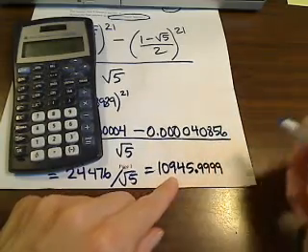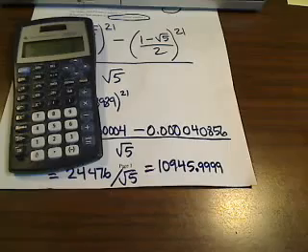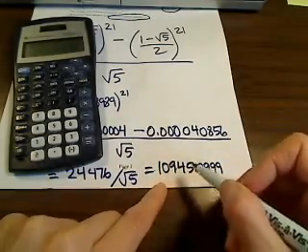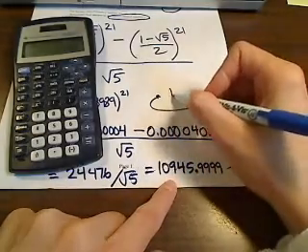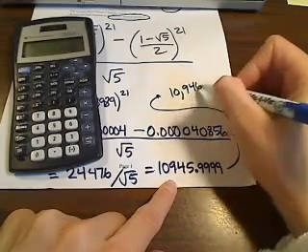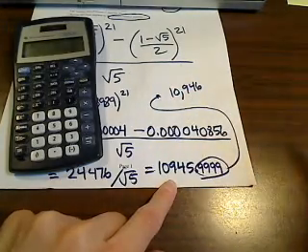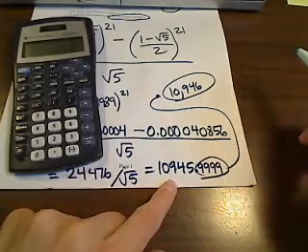You're going to get 10,945.999. And since they did ask us to round this to the nearest natural number, we would want to round this to 10,946 because this means we're going to want to round up. So that would be your answer there.